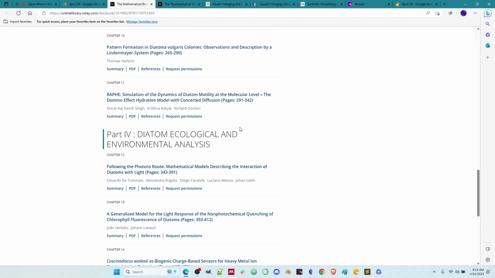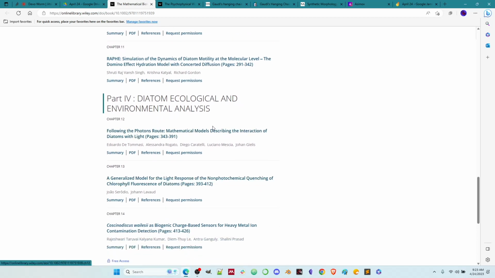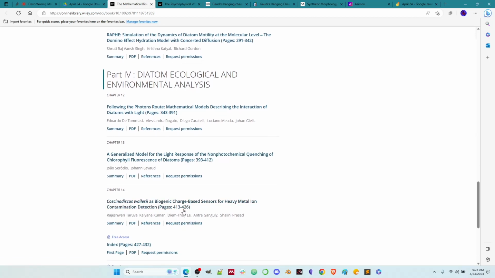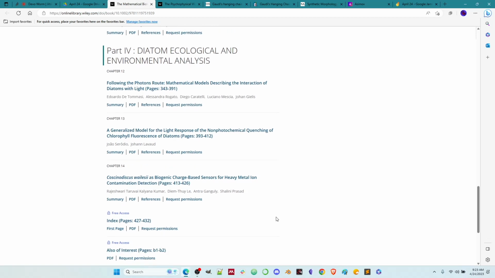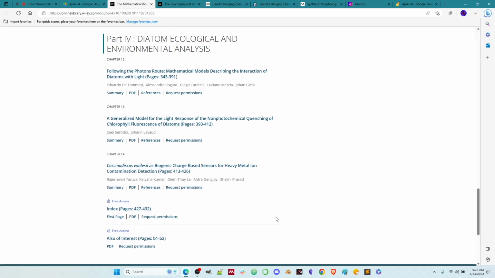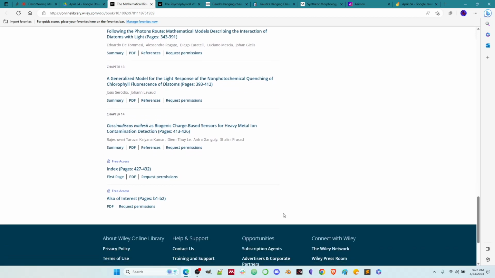Then there's diatom ecological and environmental analyses. So these are, again, mathematical models describing the interaction of diatoms with light. There's another paper on light response, another paper on chemical sensing. So this is this diatom species as a biogenic charge-based sensor for heavy metal ion contamination detection. So this diatom can sense chemical pollution, and it can respond accordingly, and you can use that as a determinator of whether you have a large amount of this pollutant in your local area that you're testing.